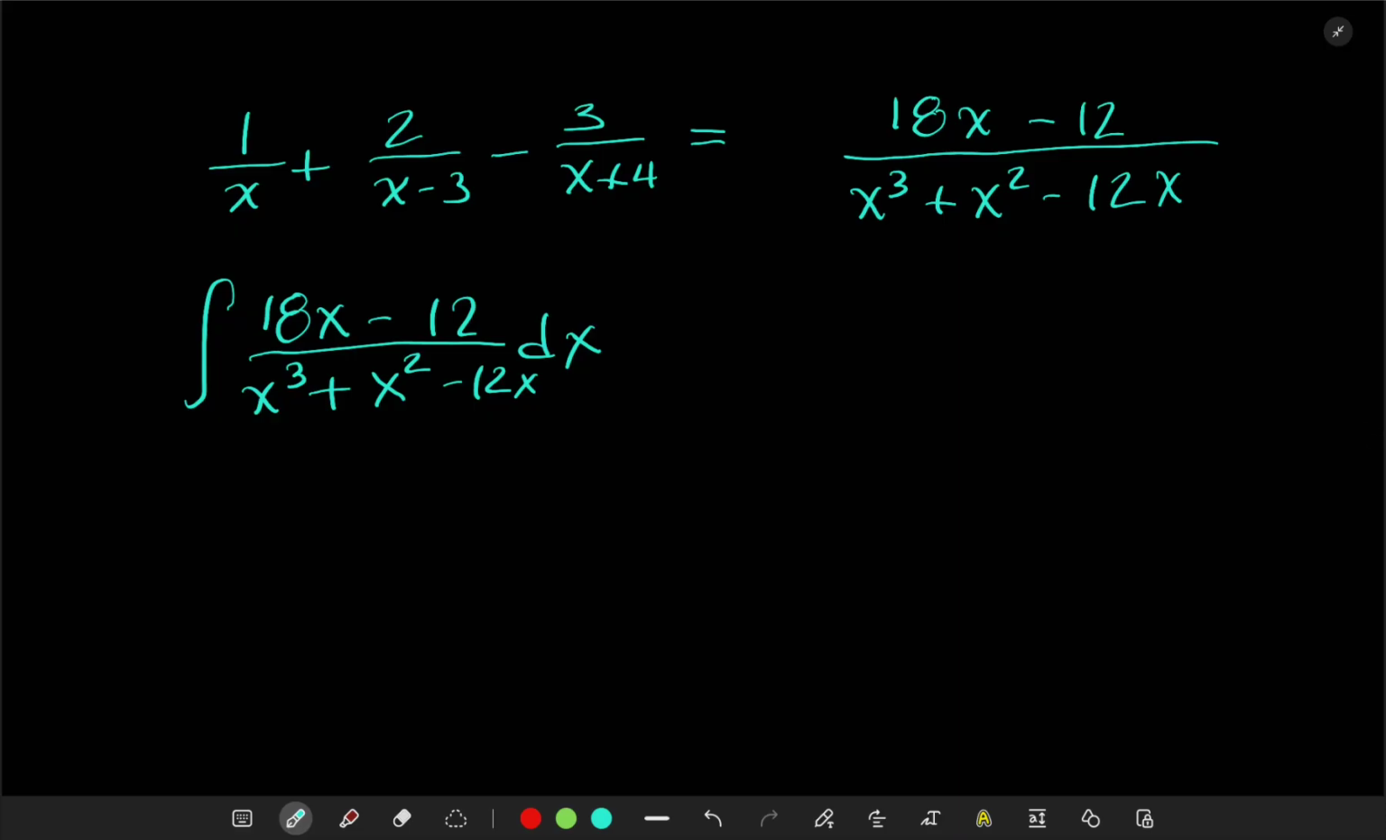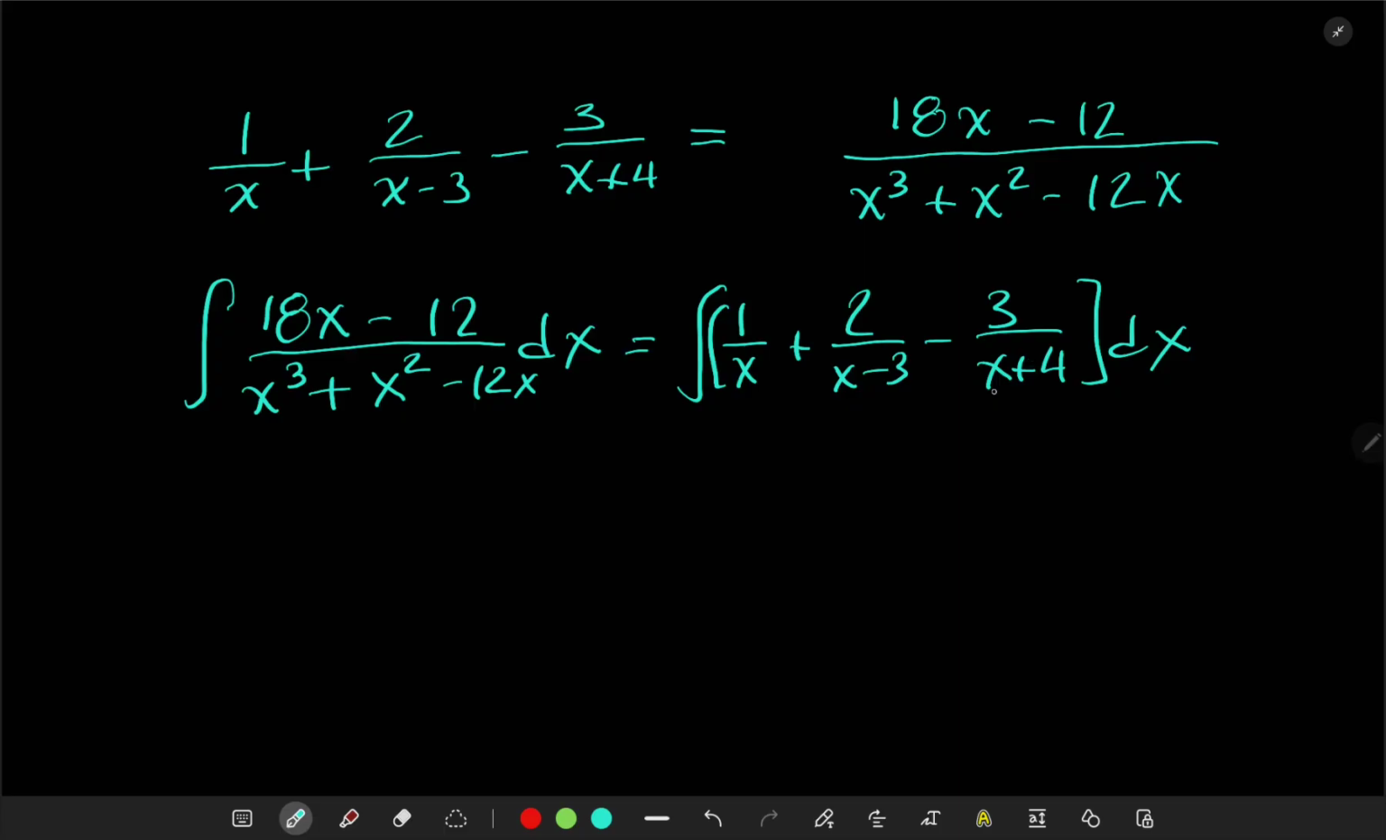So then, if you would know, on the other hand, that this equals this, then you can integrate, because you can just say, well, the integral of 1 over x, you can do that. The 2 over x minus 3, I use substitution, u equals x minus 3, du equals dx, no problem. And then here, x plus 4 dx. You can integrate all these with a u substitution. The first one is just the natural log of the absolute value of x, sorry. Then 2 times the natural log of x minus 3.